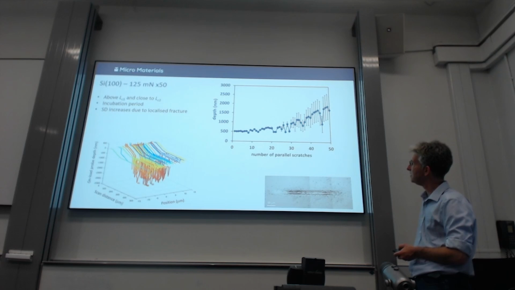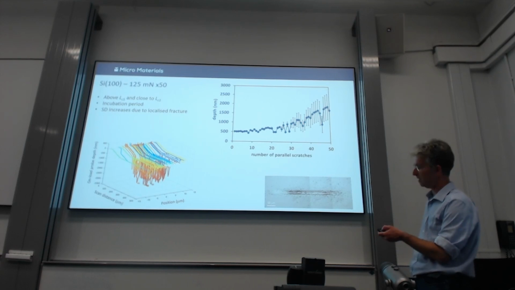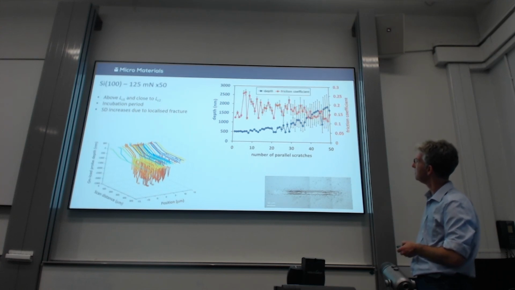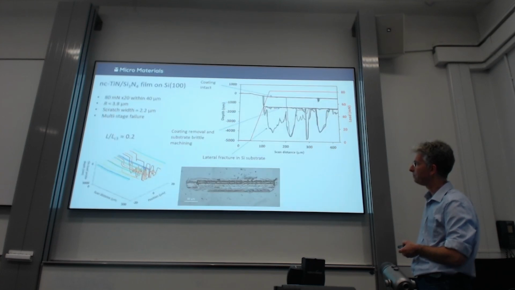So this is now a higher force, longer test. This one's done with a Gaussian distribution, so this is really to drive the damage near the middle. And there you can clearly see that after an incubation period, the thing goes and goes and goes. And in this case the friction's quite high throughout. This is a hard coating system.